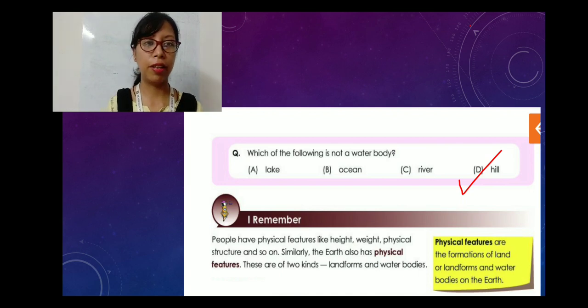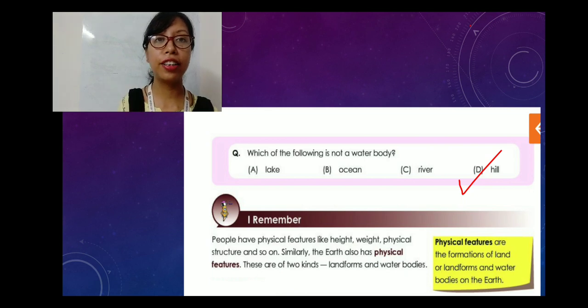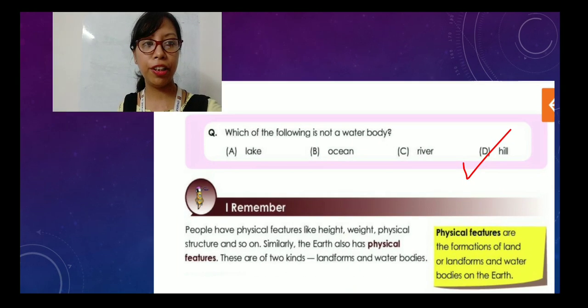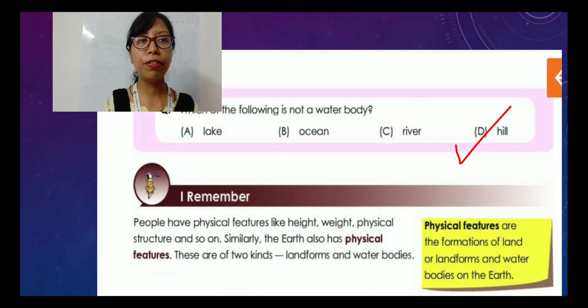And structure as well. And in a similar way, our earth also has physical features. Now our earth has two kinds of physical features, and these are landforms and water bodies. So let us read what the physical features are. Physical features are the formations of land or landforms and water bodies on the earth.